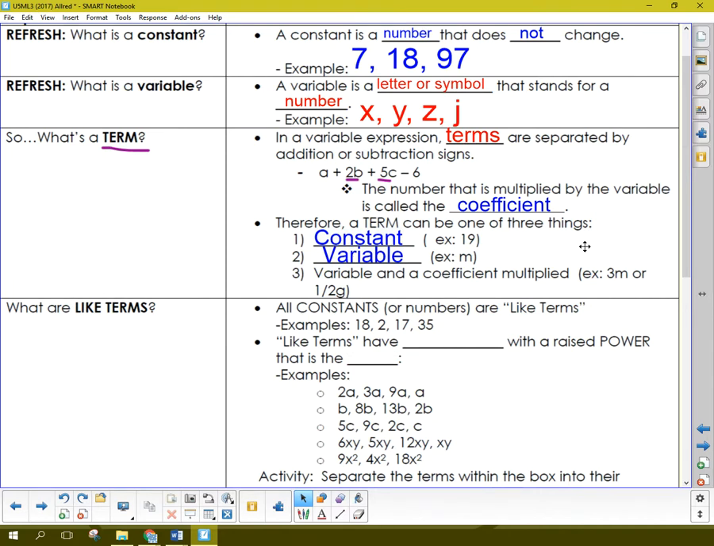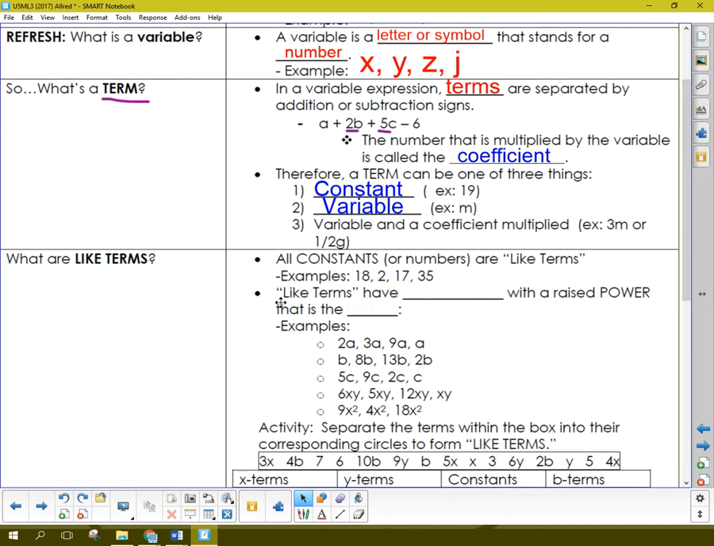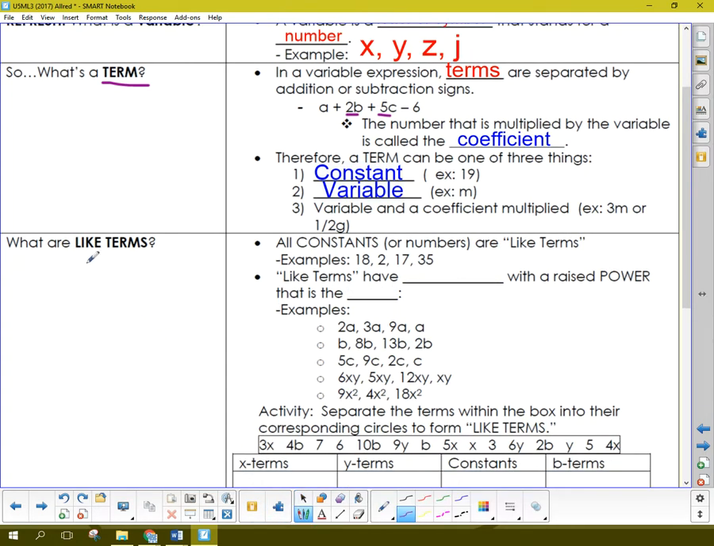Today we're going to talk about combining the like terms. So look at that. There's another word added from our mini lesson title. What are like terms? Well, all the constants, all the numbers, are like terms. You can always combine constants if you have a long expression. Like terms have the same base with a raised power that is the same.